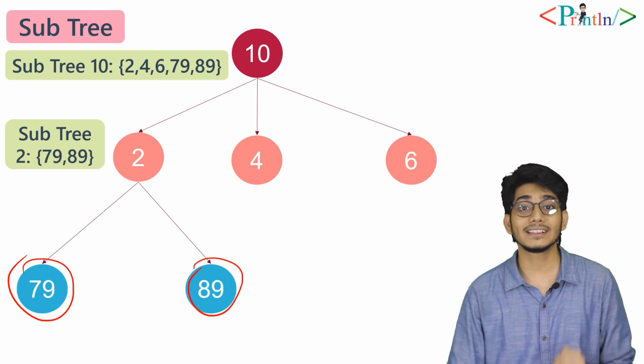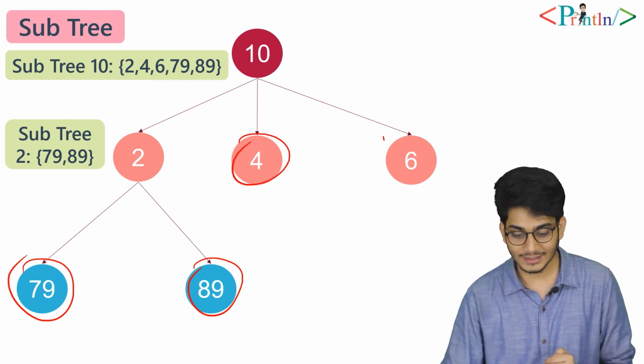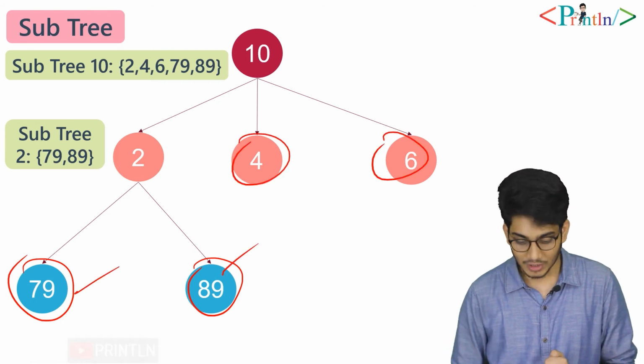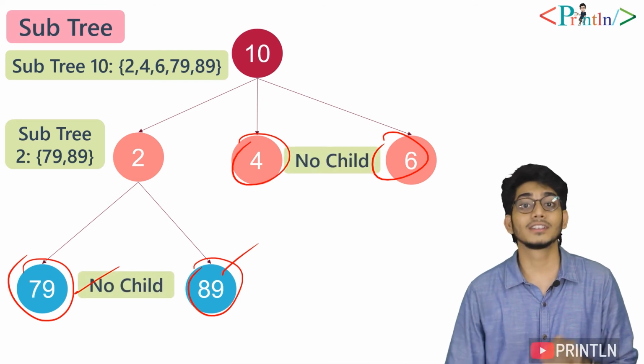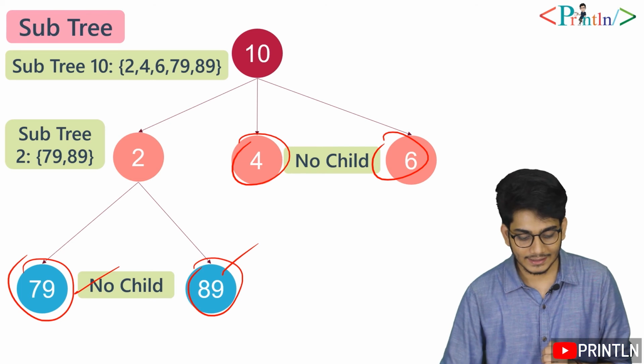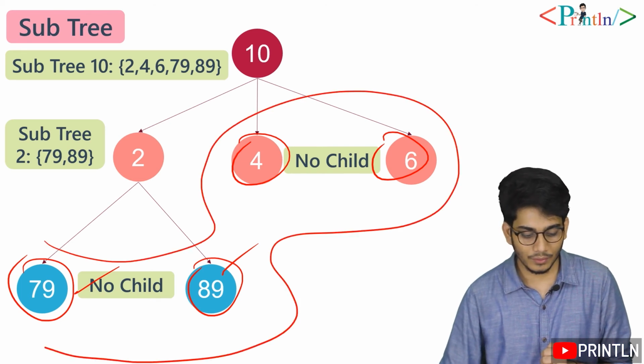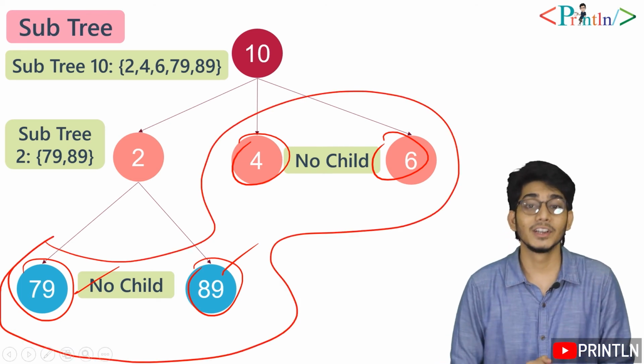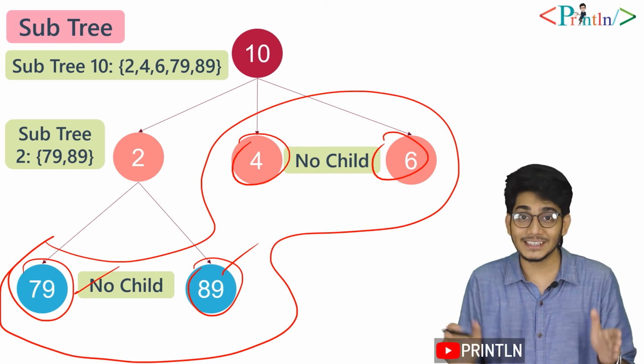Can you tell me how many subtrees 4, 6, 79 and 89 have? These are the leaf nodes. These nodes have no child. So we can say that these are the nodes which have no subtrees. I think this concept is clear, what a subtree is.